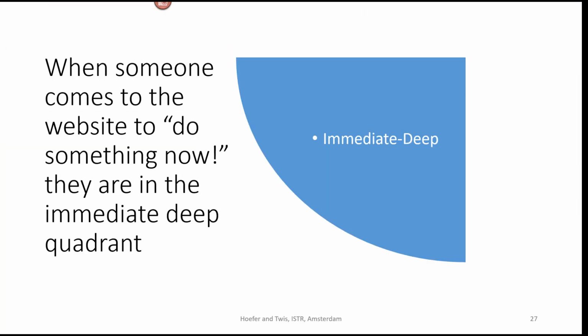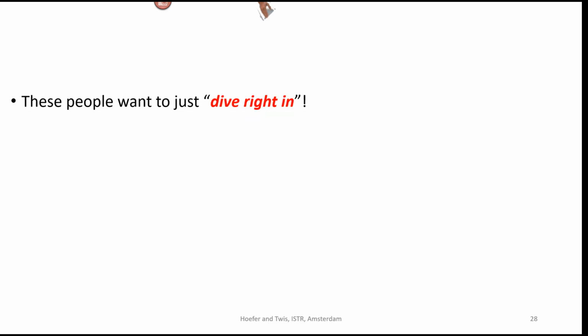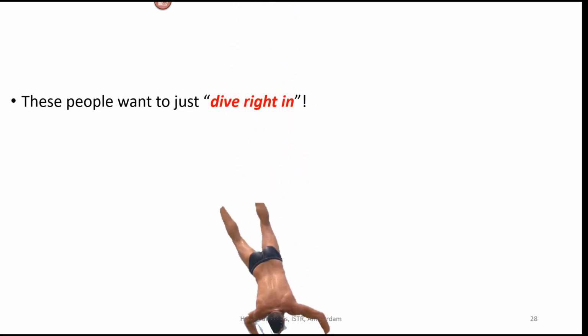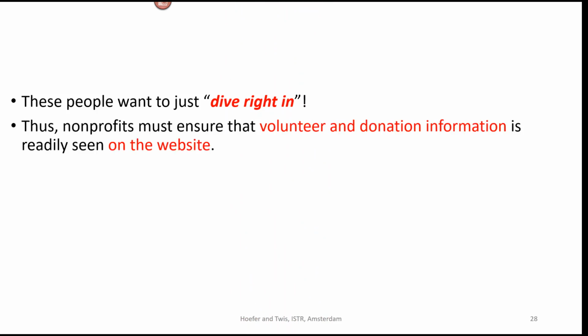Moving to the third quadrant, the immediate deep quadrant. When someone comes to the website to do something now, they are in the immediate deep quadrant. These people want to just dive right in. Thus, nonprofits must ensure that volunteer and donation information is readily seen on the website.